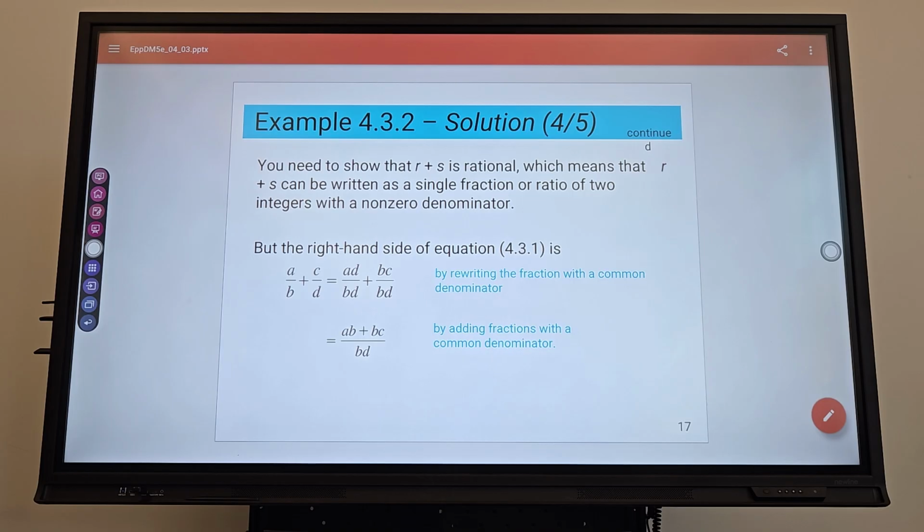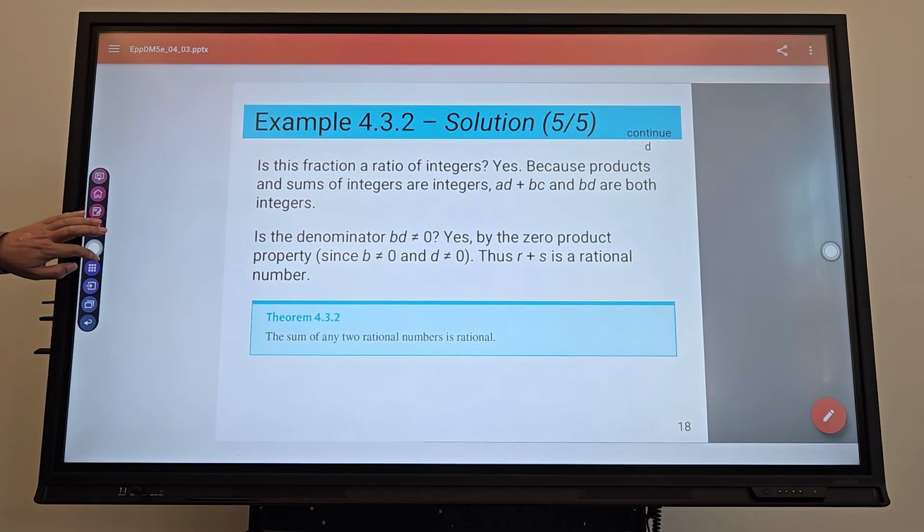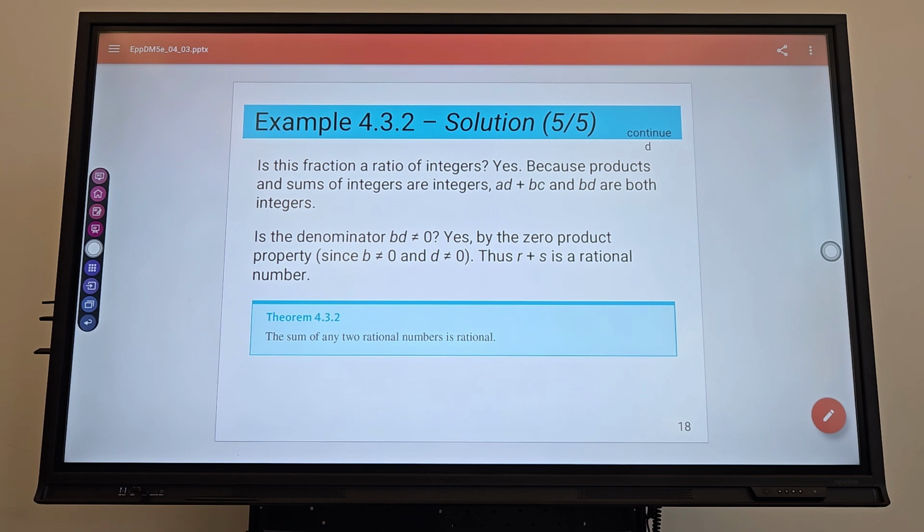So, adding fractions, you multiply things around and rewrite the fractions with a common denominator, then add fractions with a common denominator. Is this fraction a ratio of integers?